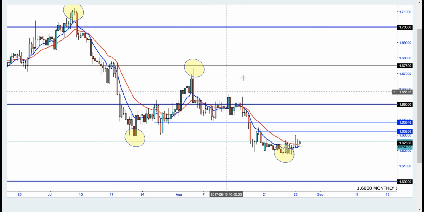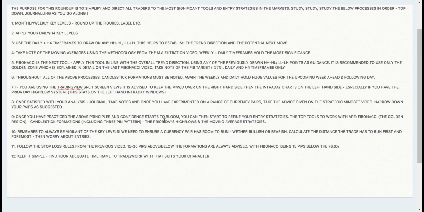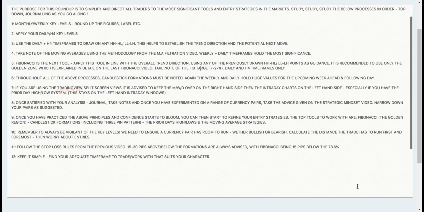So after doing this with the key levels, you have an idea as to where the market has a potential to run to next. Then you go in to take note of the moving averages using the methodology from the MA filtration video, which is the first video in the section. Weekly and daily time frames hold the most significance. You guys, after some practice, make some notes, study, you will get this. You will get this.